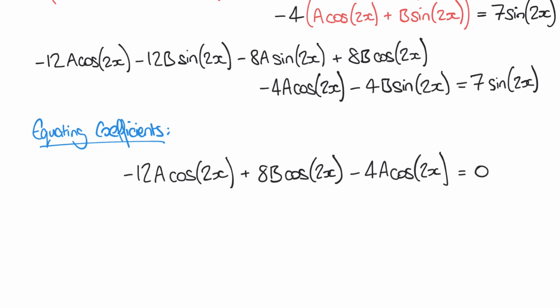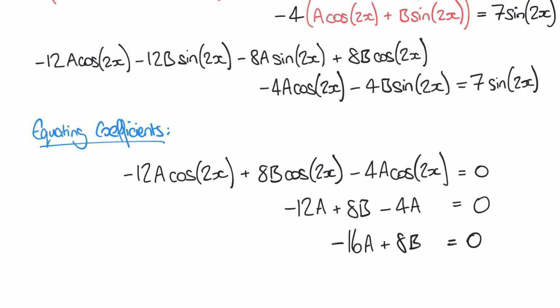We can say that all of these cos terms, if we pick them out, minus 12a cos 2x plus 8b cos 2x minus 4a cos 2x must be equal to 0. And we can divide both sides by cos 2x, and we're simply left with minus 12a plus 8b minus 4a is all equal to 0. And that means that we can simplify a little bit to minus 16a plus 8b is 0.